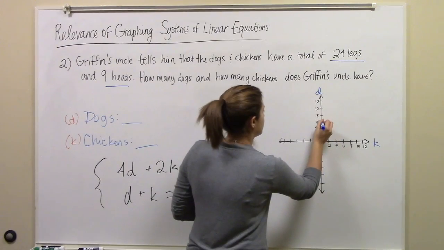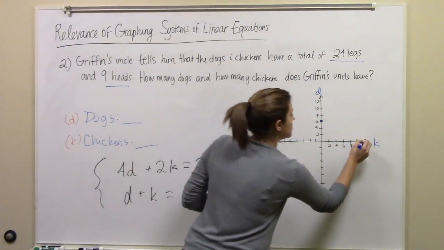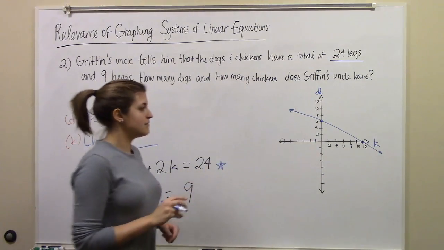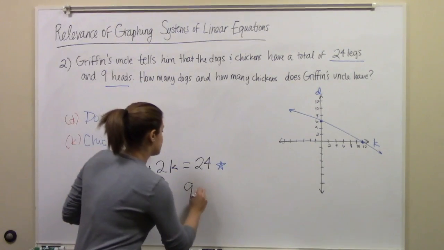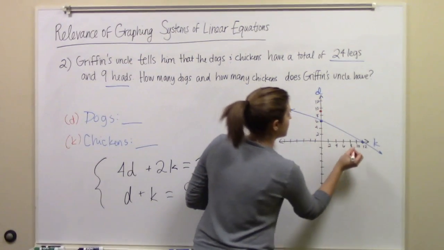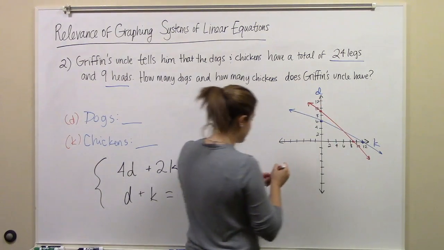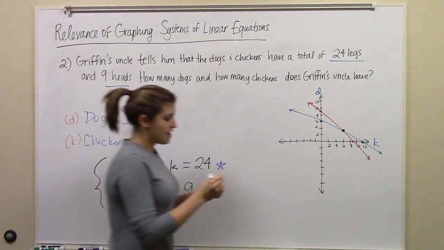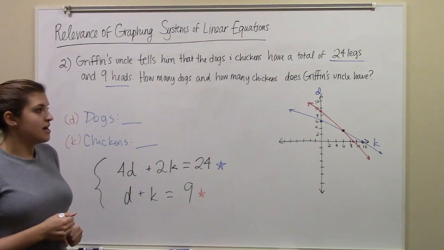So I'll find that on my graph right here. And my K-intercept is going to be 12. So knowing that, I can connect those 2 points and make a line. And now with my second equation, which I'm going to do in red, I can find that my D and K intercepts are both 9. So find 9 right here and 9 right there, and connect those 2 points, and I get a line, and I find that I have an intersection point right here, and that intersection point will tell me how many dogs and how many chickens I have on this farm.